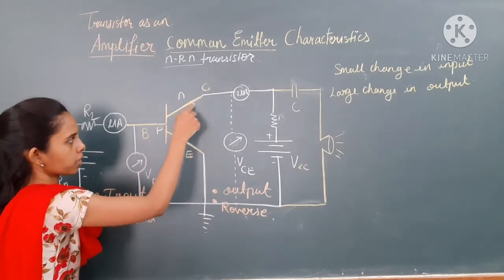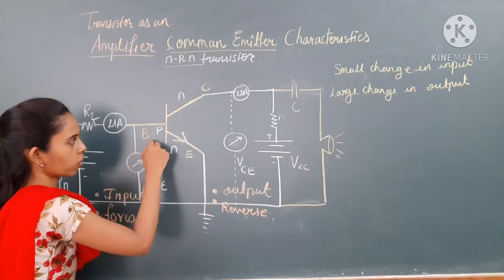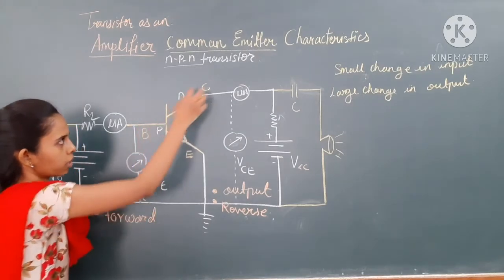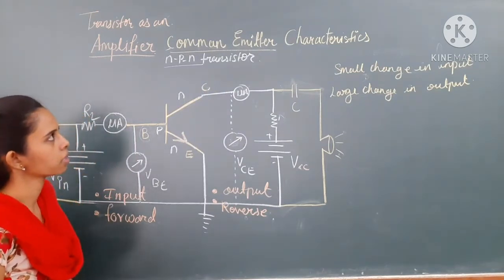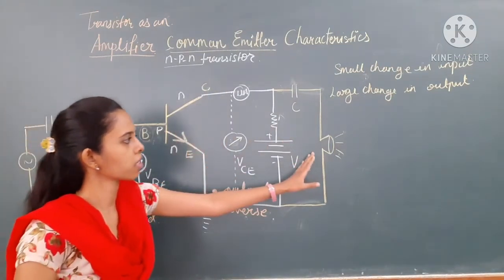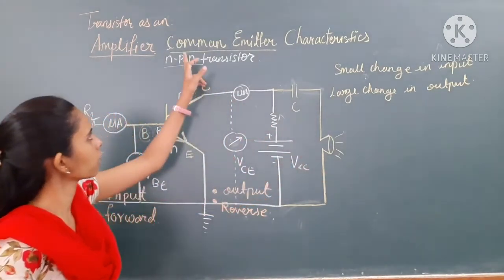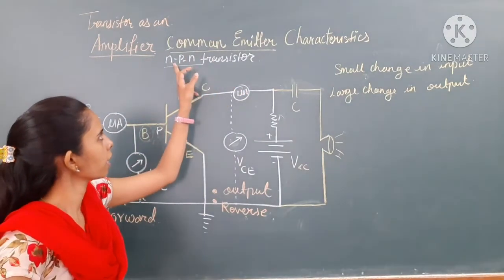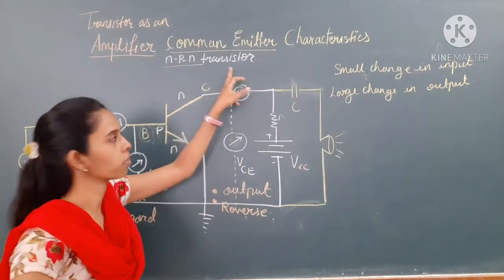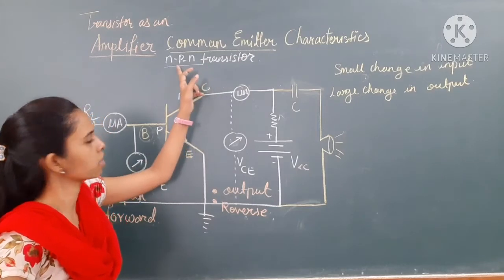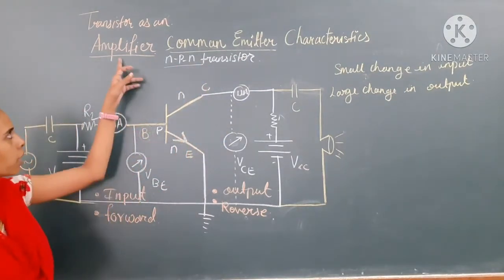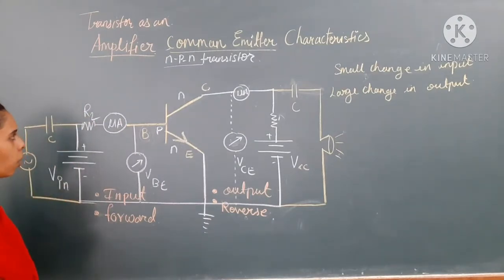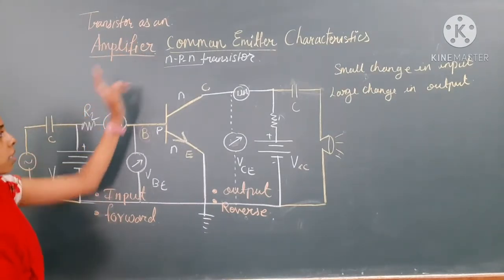So therefore, what is happening? Due to this, IB is going to change, and if IB changes, there is a lot of change in the collector current, and this large change at the output you can see in common emitter, that is, the NPN transistor. So that's why we are using common emitter, and the transistor is an NPN transistor. So this is what is happening in amplification, that is, the transistor as an amplifier.